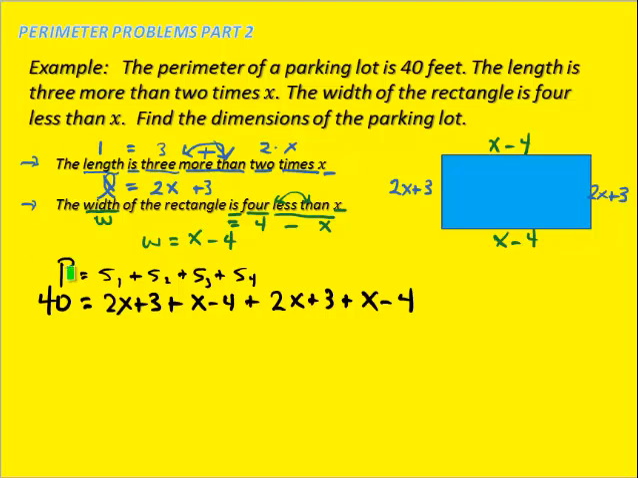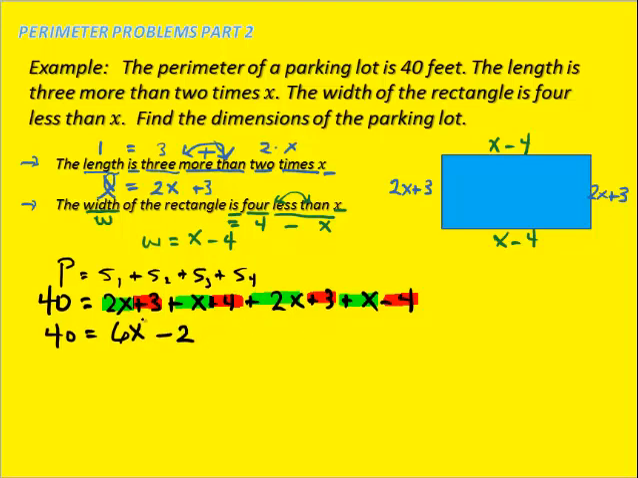Now I'm going to put my like terms together. So I have a 2x, a 1x, a 2x, and a 1x. When I add all those together, I get 2x plus x is 3x, plus 2x is 5x, plus 1 more x is 6x, and that's still equal to 40. And I'm going to add the other stuff up. My plus 3 minus 4 plus 3 minus 4. So 3 minus 4 is negative 1. Negative 1 plus 3 is positive 2. Positive 2 minus 4 is negative 2.